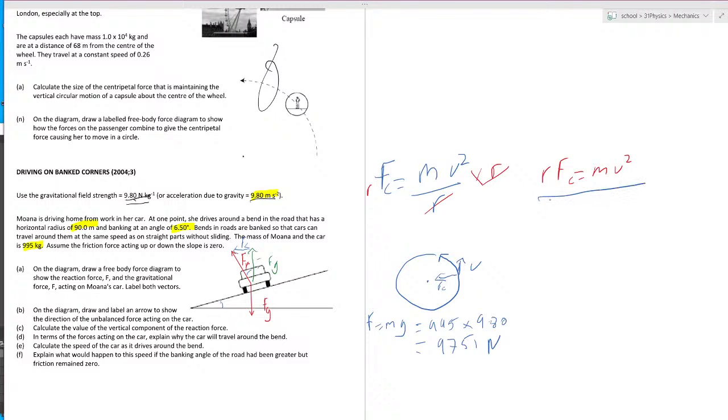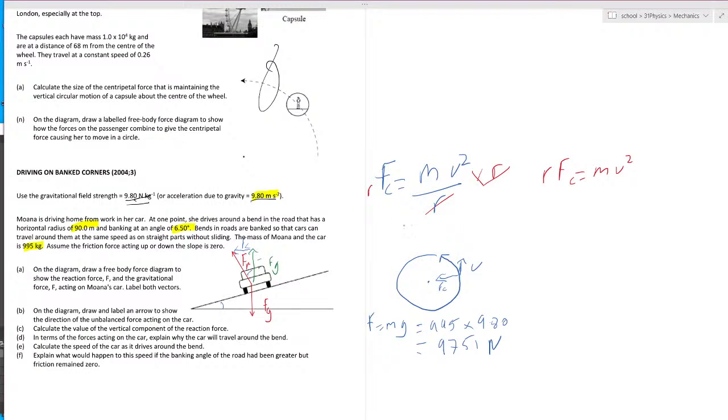Divide both sides by m, and they're going to cancel out. So v squared is equal to r times Fc divided by m. So v is going to equal the square root of r Fc divided by m.